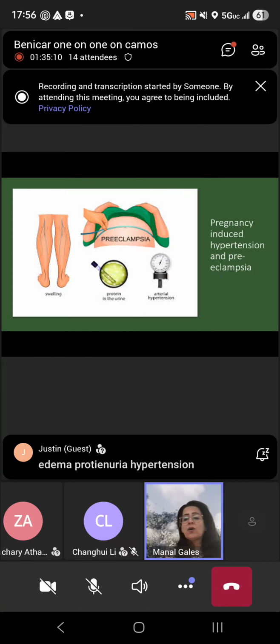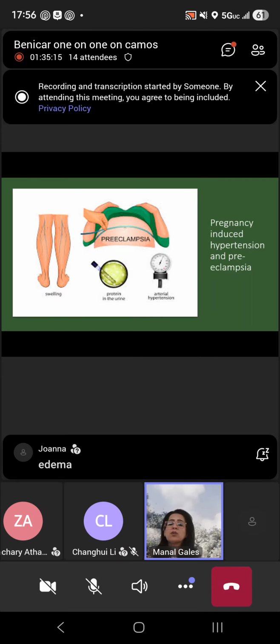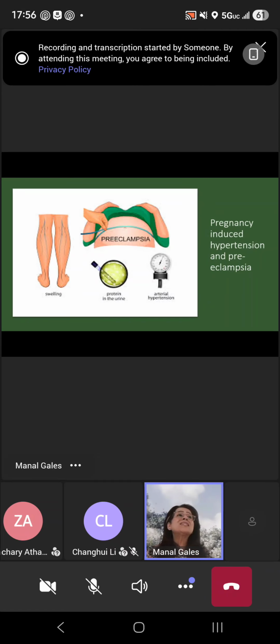Okay, Marissa, good job. Justin put the 3. Good job. So the 3 assessment findings. Number 1, proteinuria. Protein in urine. Number 2, edema, starting from the lower limb edema. Number 3, high blood pressure, because preeclampsia is mainly high blood pressure.